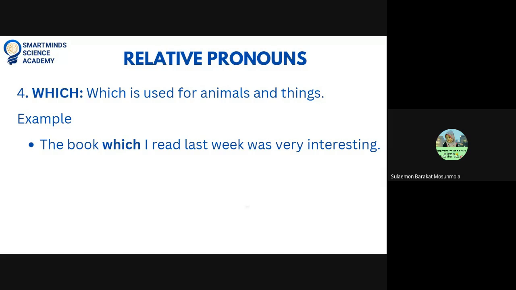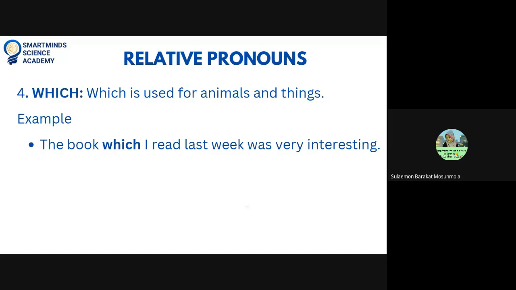Now, when we say that, you use that to refer to things. As a relative pronoun, you use that to refer to what? To things. For example, the last bike that I owned was not very resilient. The bike cannot stand the heat of time. So the last bike that I owned was not very resilient.